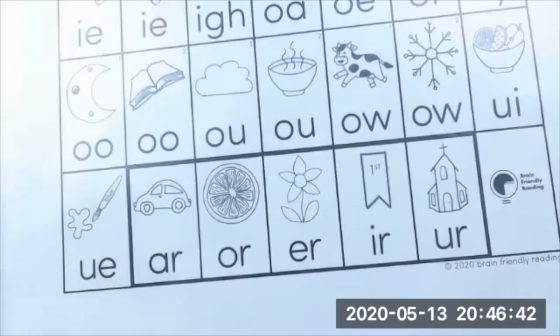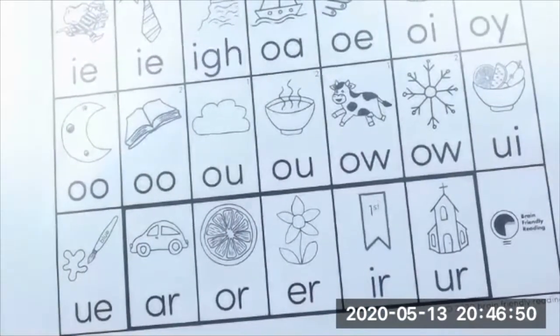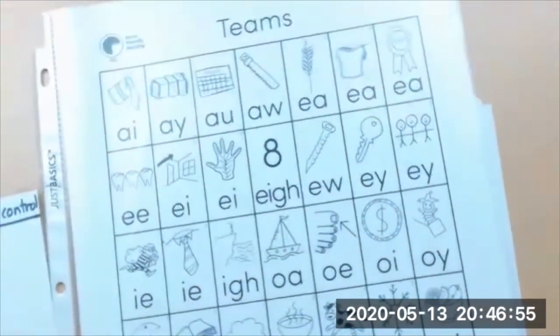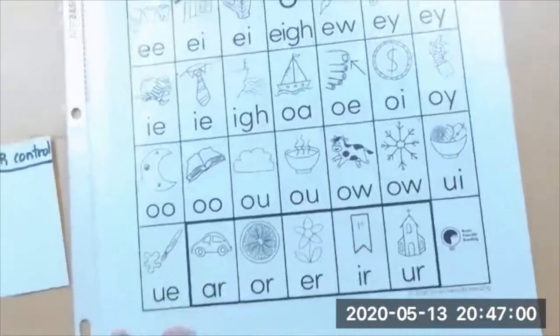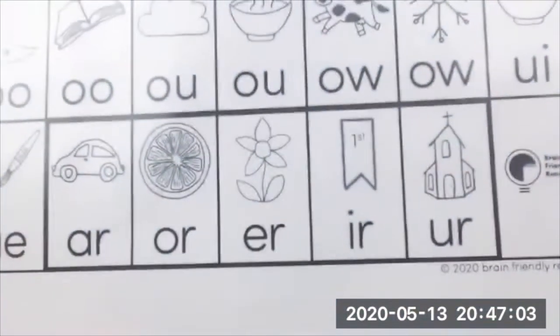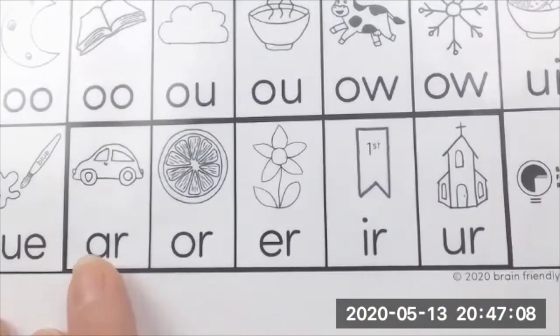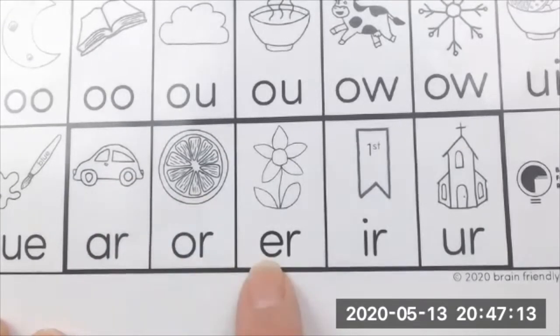And before you introduce this Bossy R work, whether you're in the classroom or whether you are tutoring, you want to make sure that the child has already been tapping their vowel team chart, because by tapping the chart before you introduce this work, the child is going to be able to do so much more because they already will have practiced the sounds that are in the Bossy R work. The sounds in the Bossy R work are AR, car, OR, orange, ER, flower, IR, first, UR, church.